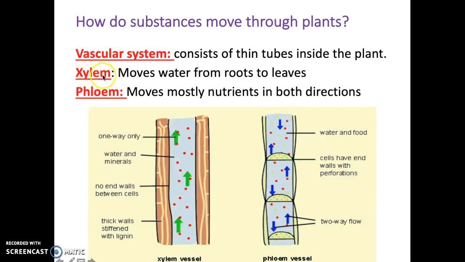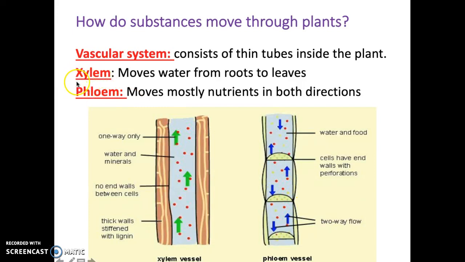One is called the xylem, and the job of the xylem is to move water from the roots to the leaves. The other one is the phloem, and the phloem's job is to move most nutrients, or mostly nutrients, in both directions. So some of the nutrients may go up to the leaves, or some nutrients may be made in the leaves and then come back down to the roots to be used later on.